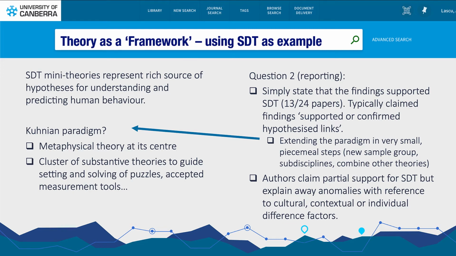Authors claimed partial support for self-determination theory in the other papers, but they explained away anomalies with references to cultural, contextual, or even individual difference factors. So again, the first half supporting this idea of substantive theories guiding and setting problems to solve, but when something was different or didn't fit within the model, we just explained it away.